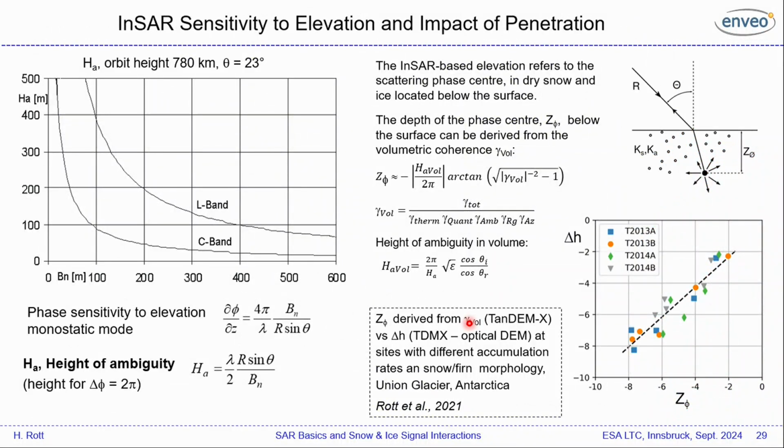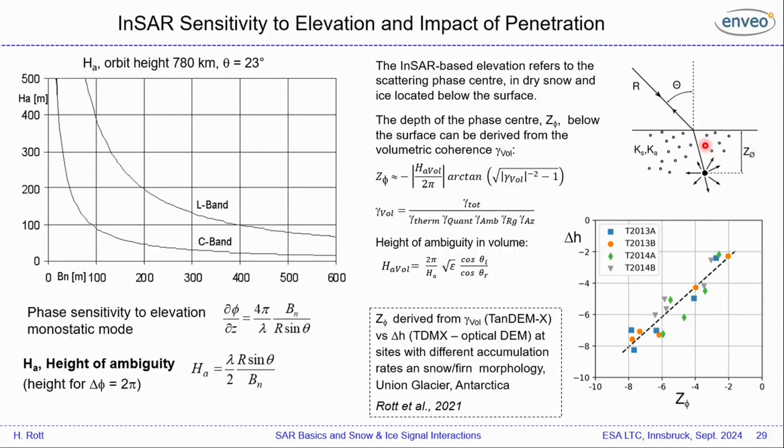Now, the sensitivity depends, as I mentioned already, on the baseline. The larger the baseline, the more fringes you get, the more sensitive to elevation. On the other hand, you get the problem of phase unwrapping. And this is the so-called height of ambiguity, which is shown here. This is the height for a phase change of 2 pi. For example, in C-band with a 100-meter baseline, here we have a steep incidence angle, close to nadir, 23 degrees, it's 100 meters, and for L-band it's 400 meters.